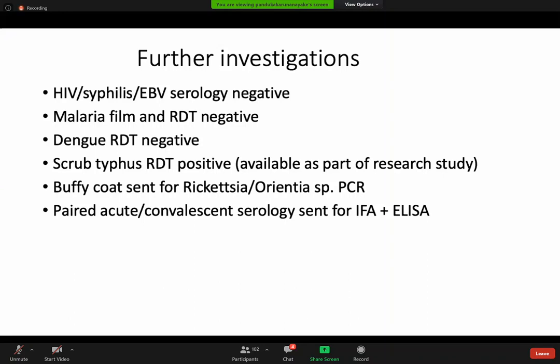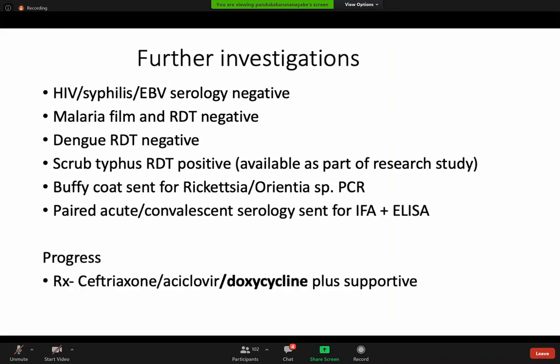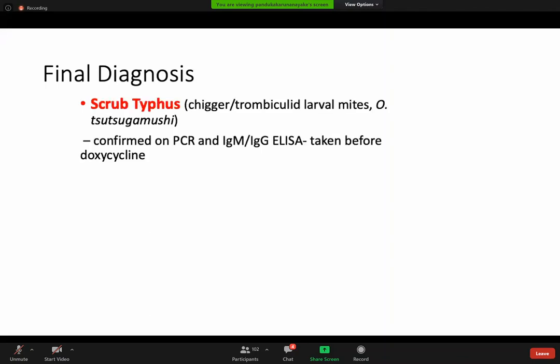Okay, so next please. Next, please. So, the final diagnosis in this patient was indeed scrub typhus. As a reminder, scrub typhus is caused by Orientia tsutsugamushi and is spread by the chigger of the larval trombiculid mite. And this diagnosis was confirmed by PCR and also by a fourfold rise in the titers of IgM and IgG, comparing the acute and convalescent serum samples tested by both the indirect fluorescent antibody test and on ELISA.